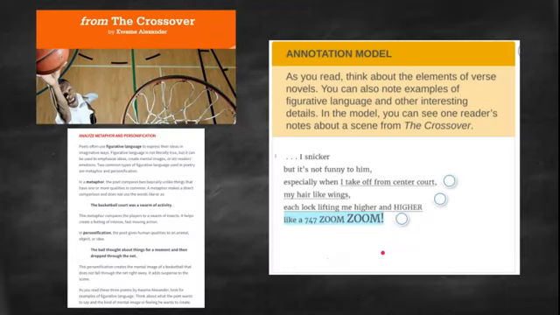Okay. So when we look at part of one of the excerpts here from yesterday and we think about metaphor and personification, let's see if we can figure out some figurative language from here. So I snicker, but it's not funny to him, especially when I take off from center court, my hair like wings, each lock lifting me higher and higher like a 747, zoom zoom.